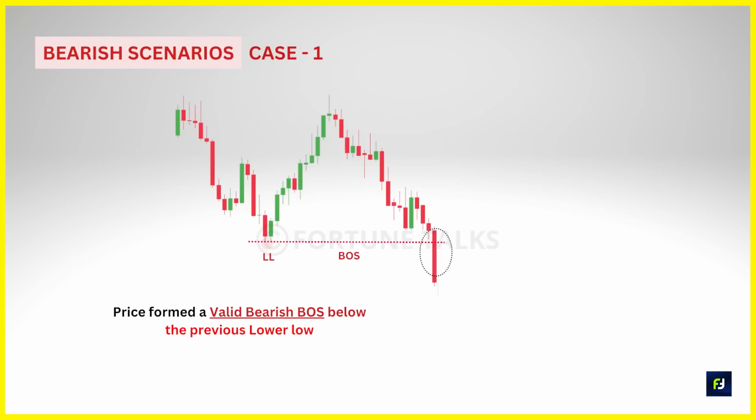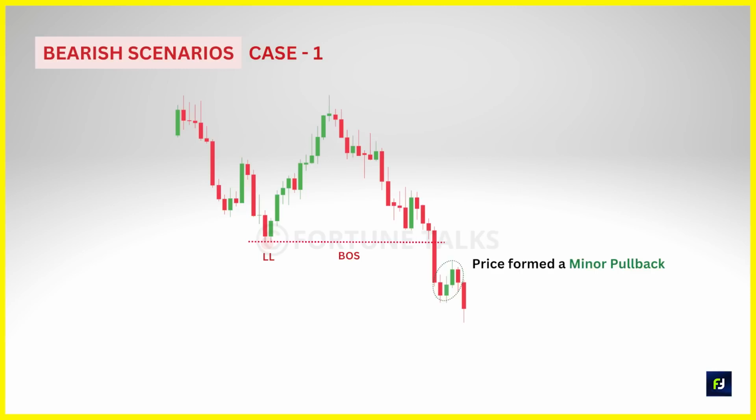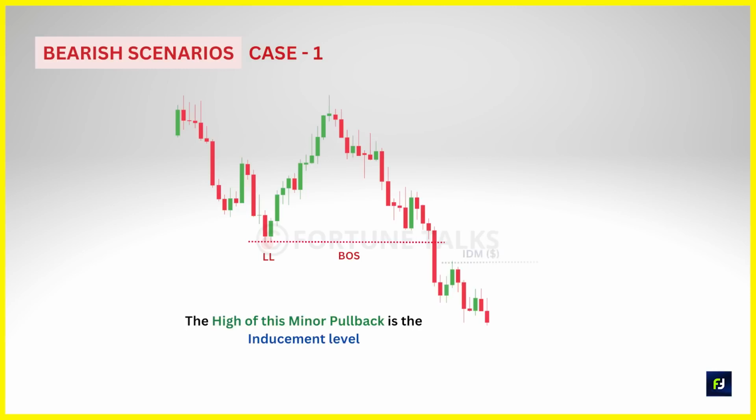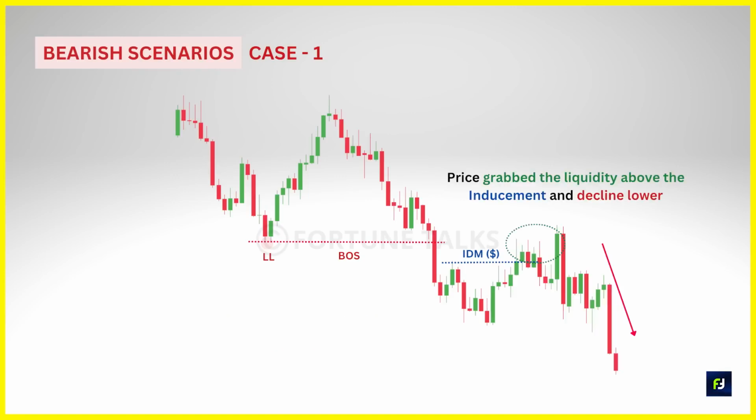In the first example, price formed a valid break of structure. Then it moved lower and made a minor pullback. So as per the rule, we can draw a line at the high of the pullback and mark it as the inducement level. The price did come back and sweep the liquidity above this line.